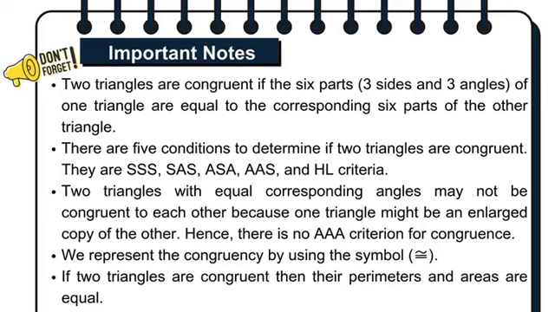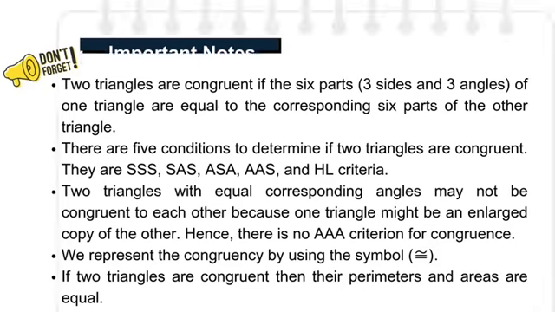We represent congruency by using the congruent symbol. If two triangles are congruent, then their perimeters and areas are equal. So these are the important notes that we need to consider, the elements that can prove that two triangles are congruent.